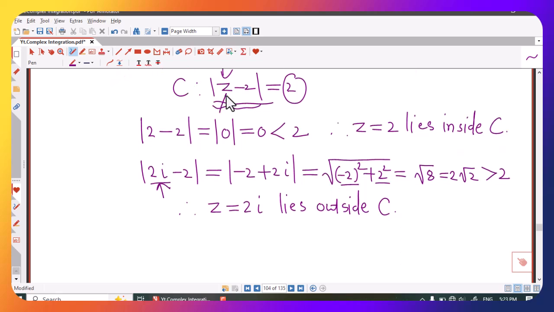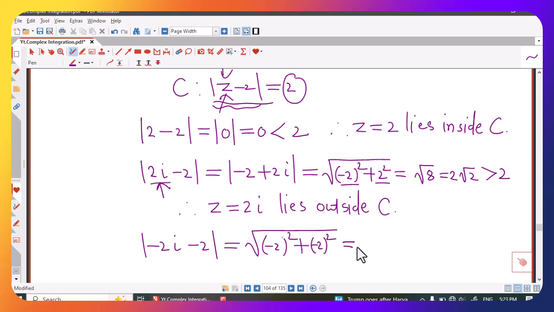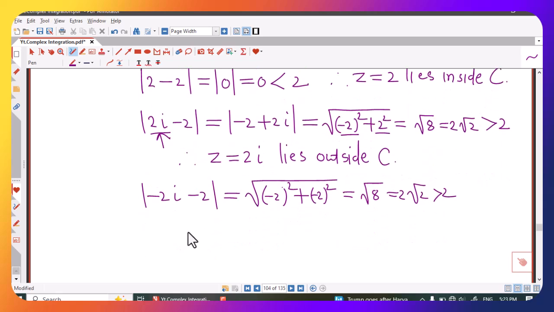Similarly, we can check for z equal to minus 2i. If I take the absolute value of minus 2i minus 2, then this is equal to the square root of real part square, that is minus 2, plus imaginary part square, that is also minus 2. So this also becomes square root of 8, which is 2 root 2, and it is greater than 2. Therefore z equal to minus 2i also lies outside the given circle.